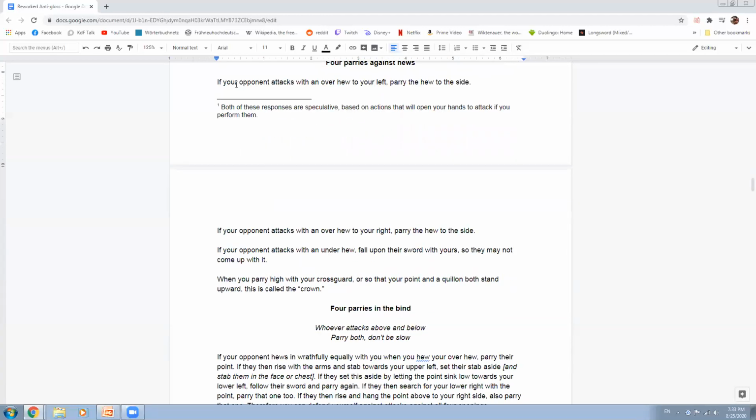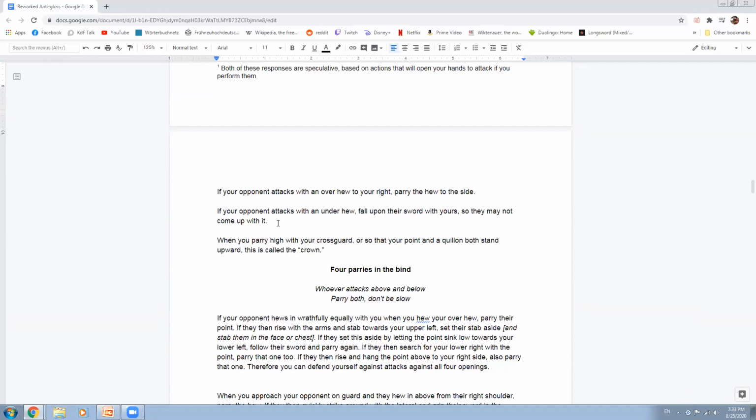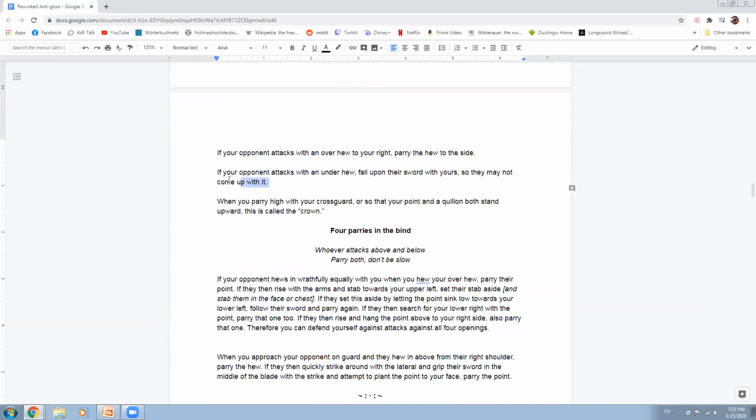For parries against hews, if your opponent attacks, okay. So if he attacks with an overhew to the left, parry to the left side, overhew to the right, parry to the right side, or to the side. If he attacks with an underhew, fall upon the sword with yours so he may not come up with it. And this comes from a few instances where they talk about if you were fencing from low guards.